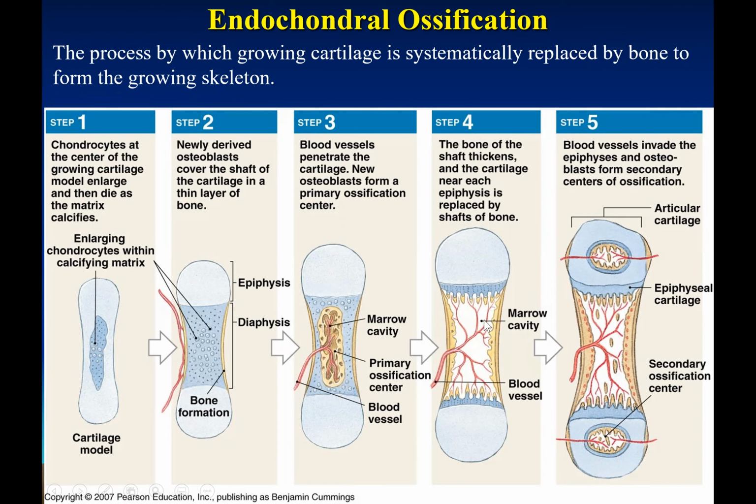And then as the artery branches and grows, it ossifies and calcifies here. So the bone of the shaft is thickening and the cartilage near the epiphysis is replaced by a shaft of bone. Arteries also penetrate the epiphyseal region here, and this would be the secondary ossification center. So very soon, the hyaline cartilage is slowly replaced by bone, by osteoblasts, and it is nourished by arteries.